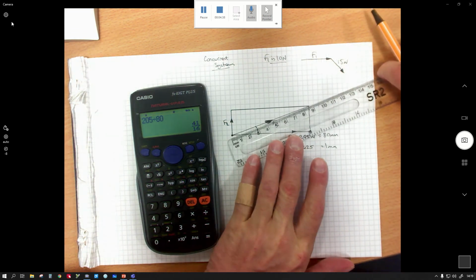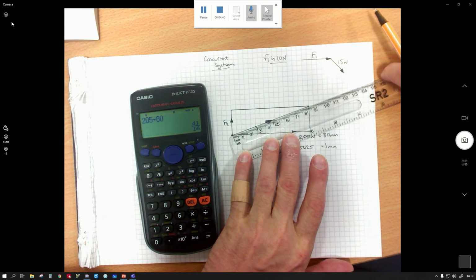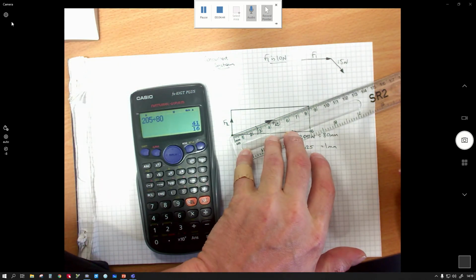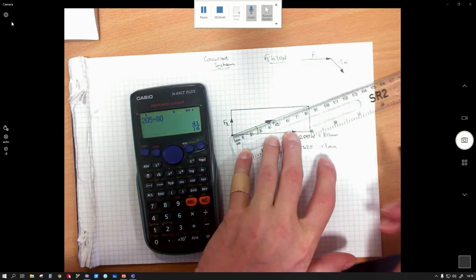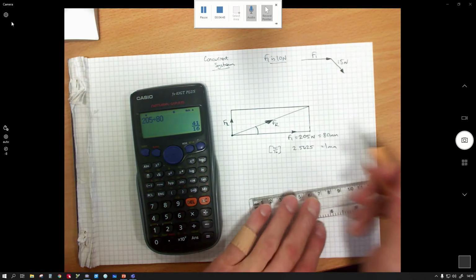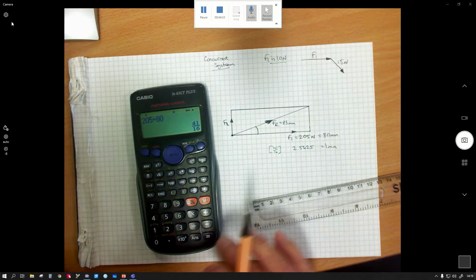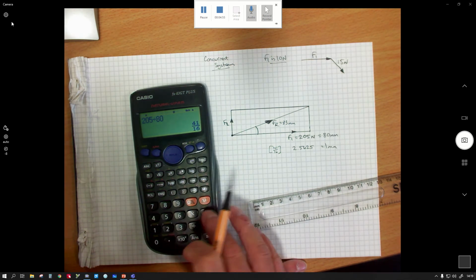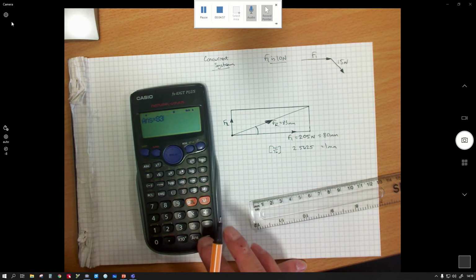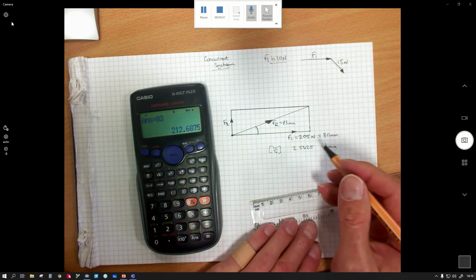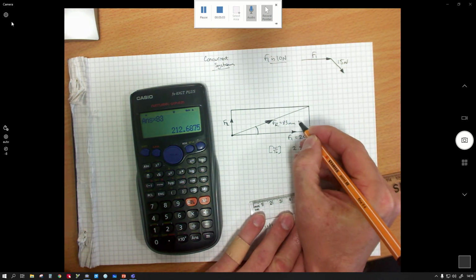So I can measure the length of my resultant, which I'm getting to be, what's that, 83? Yeah, 83 millimetres on that resultant. I can multiply it. I've already got the number on my calculator there. Multiplied by 83 gives us 212, 213.